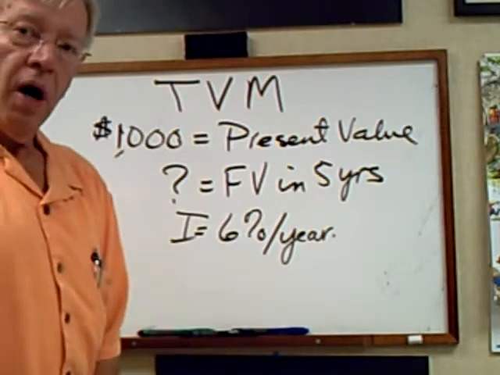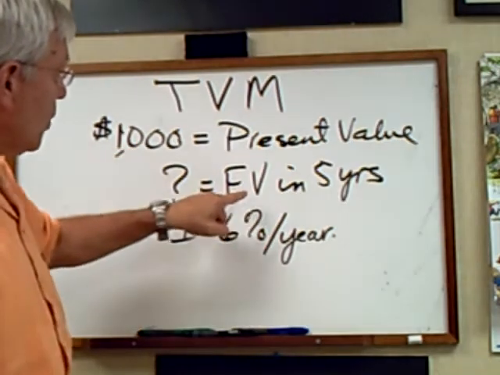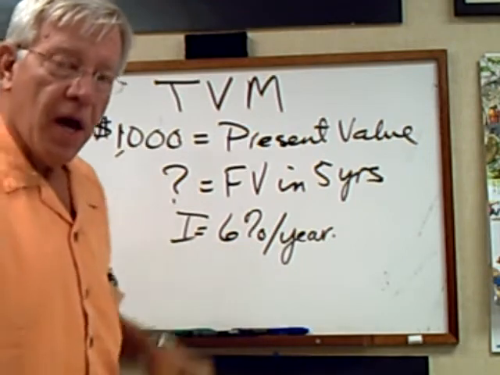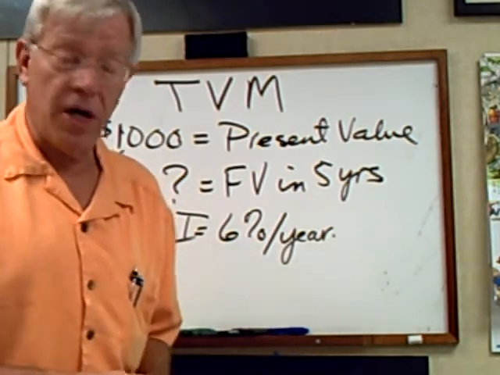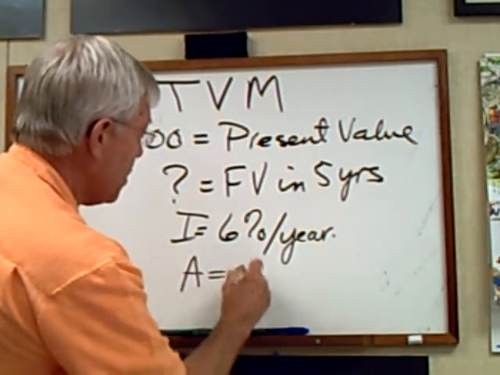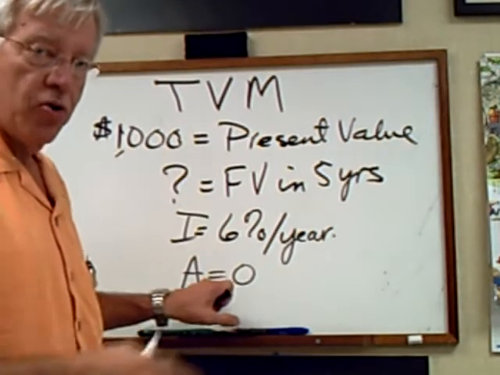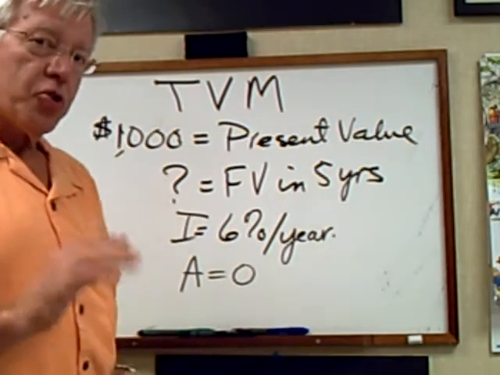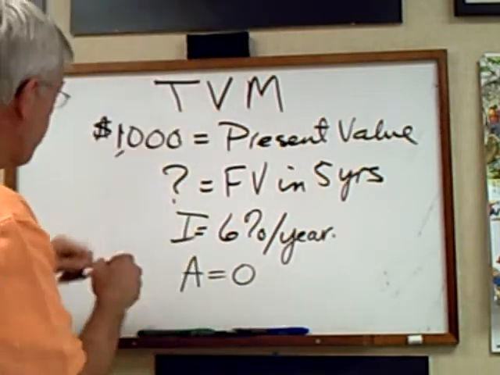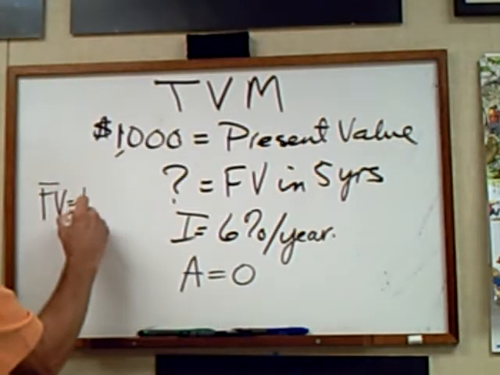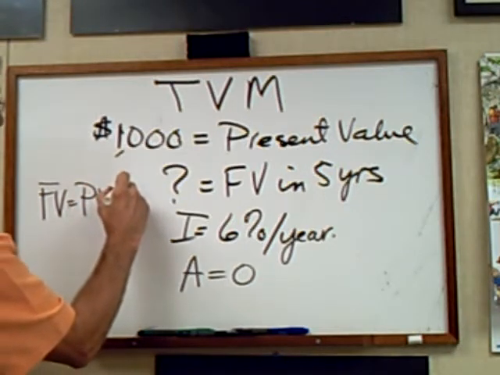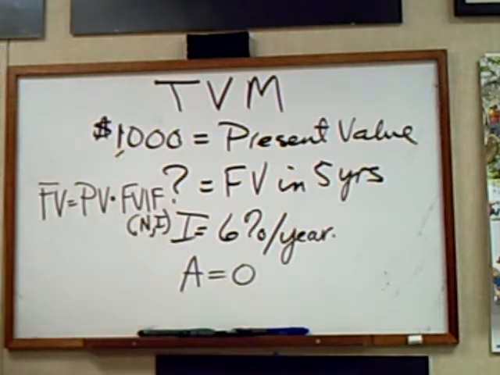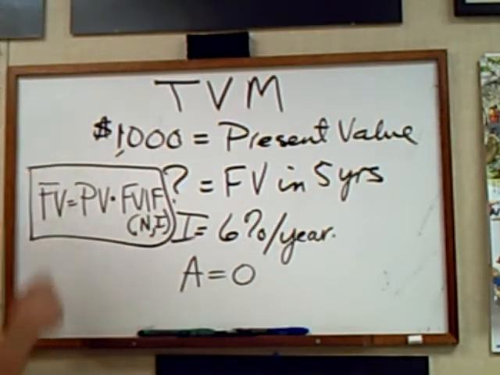So, what do we know? We know present value. We know the time period. We know the interest rate. And we also know A, or the annuity size, the payment, because A in this case equals 0. There's no periodic payment into our account, just that initial $1,000. So, how do we figure that out? Well, it's really pretty simple. Your book gives you the relationship that the future value is equal to the present value times the future value interest factor for the number of periods and the interest rate. So let's just draw a little box around that. And then we're going to take a look.